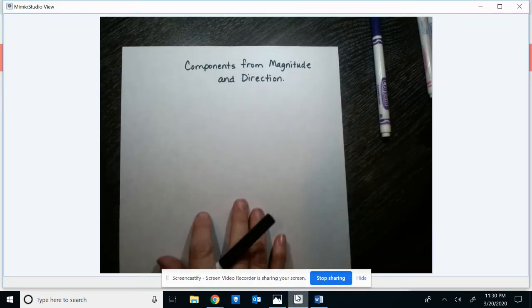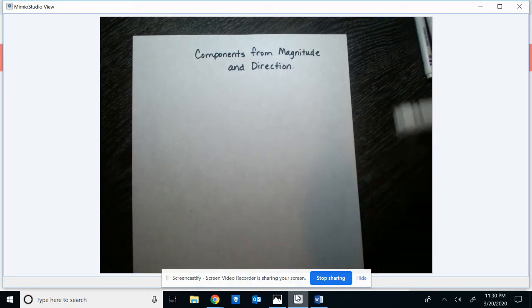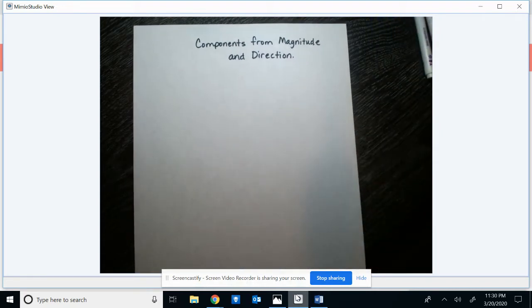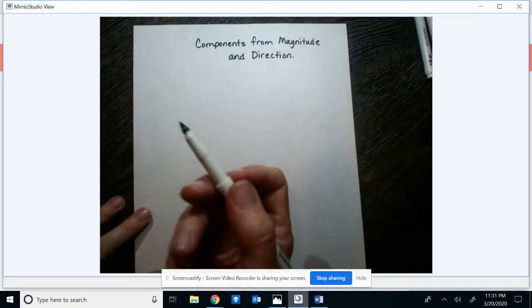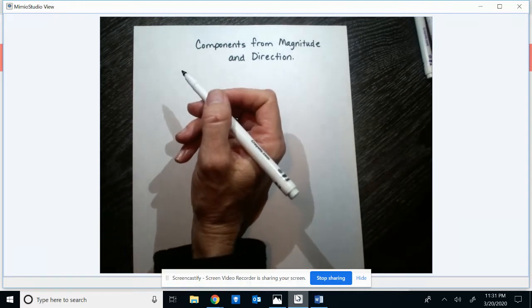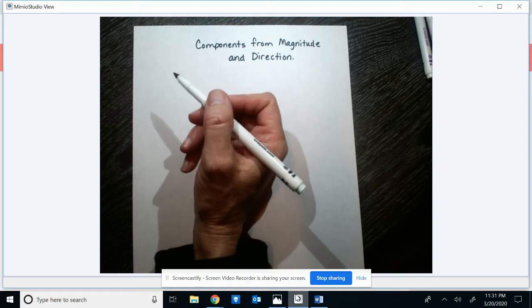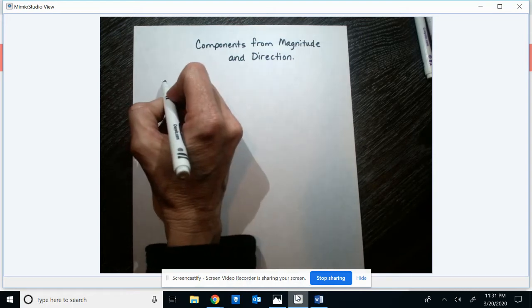So now we're going to do our last video for this week, which is how to find the components of a vector given the magnitude and the direction. So let's just make this a little bit of a word problem. We have a ramp that has a 30-degree inclination, and a kid is going to skate down the ramp that's 14 feet long. So what does that look like?